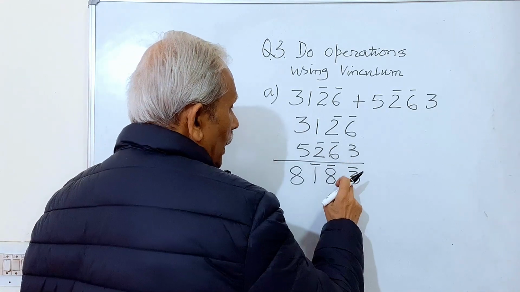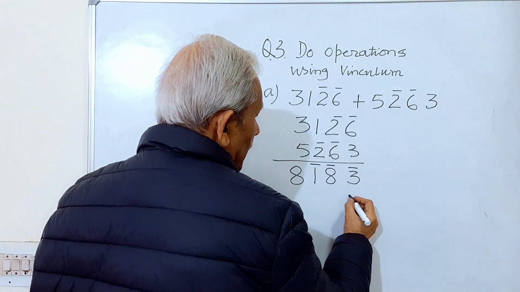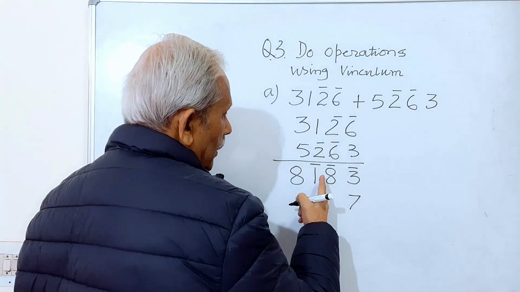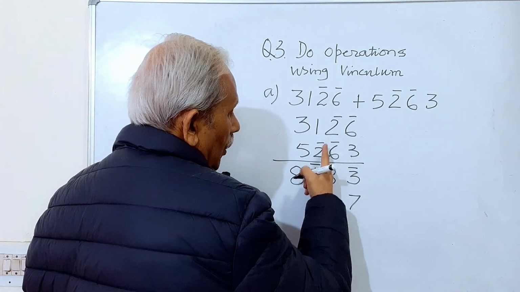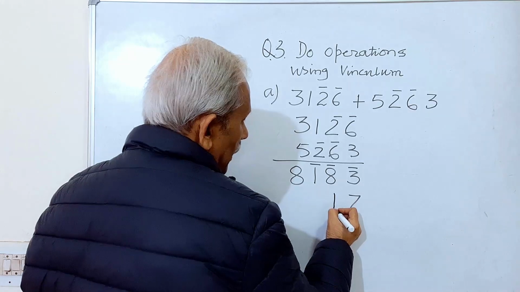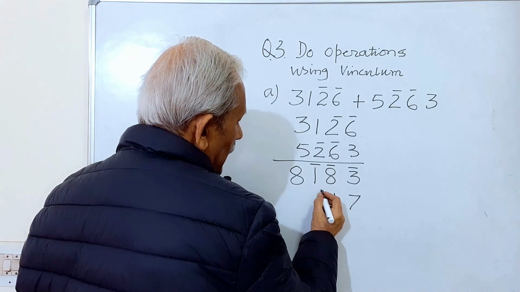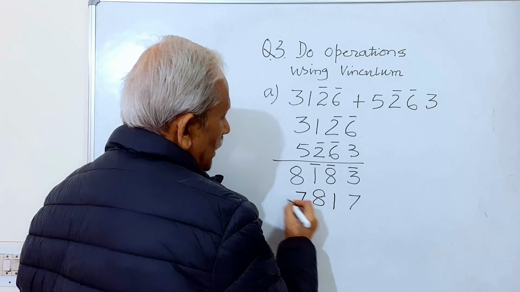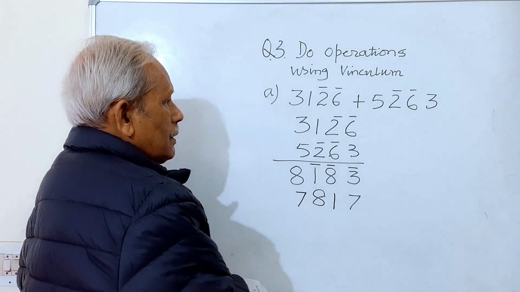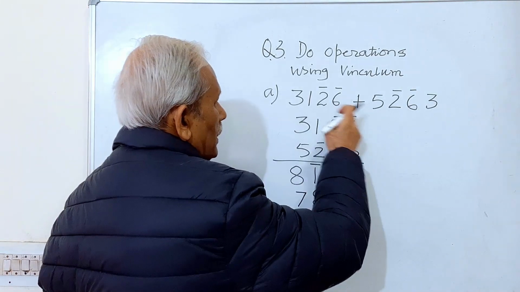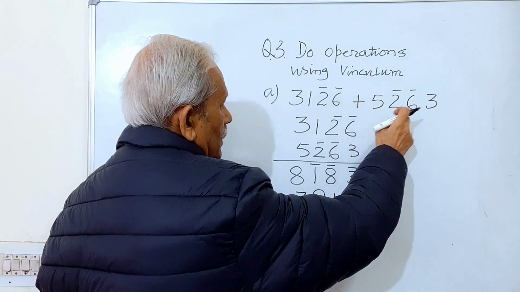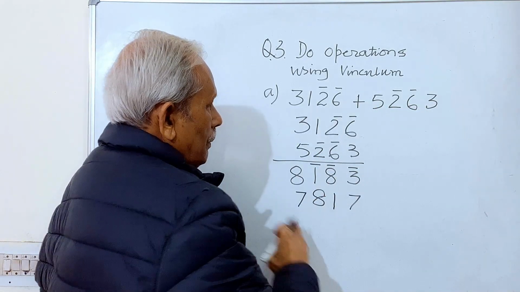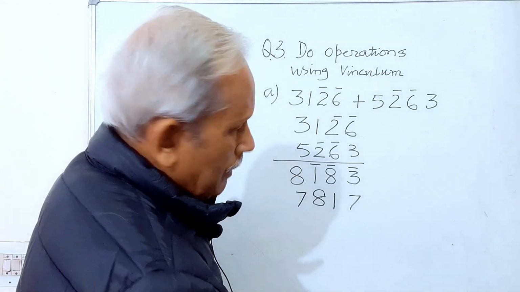Now devinculation, how will you do it? As I told you earlier, 10 minus 3 is 7. Then 9 minus 8, all from 9, last from 10, last from 9. 9 minus 8 is 1. 9 minus 1 is 8. And this will be reduced by 1. So the number is 7817. That is the answer. Right? 3126, that is 3 1 2 bar 6 bar, plus 5 2 bar 6 bar 3. When you add it, we get 7817. This is the process. Right?